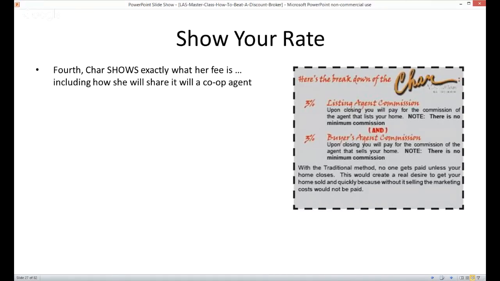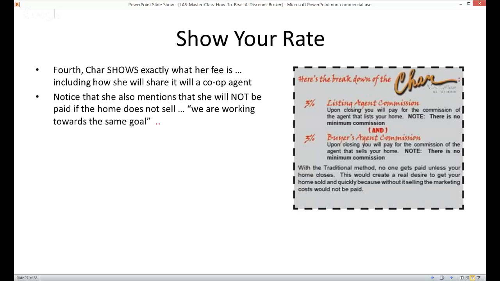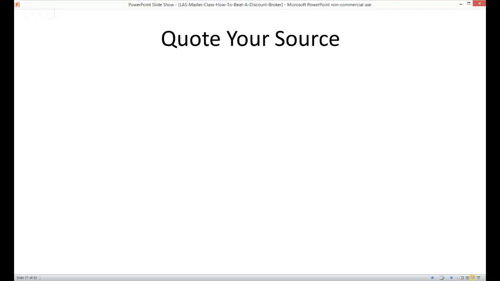You're also going to then show your rate, right? We outlined the discount broker. Now let's outline what we're doing. So Char's going to show exactly her fee and how she will share it with the co-op agent. Notice that she mentions she will not be paid if the home does not sell because we're working towards the same goal. Okay, so I think that's valuable and important as well.